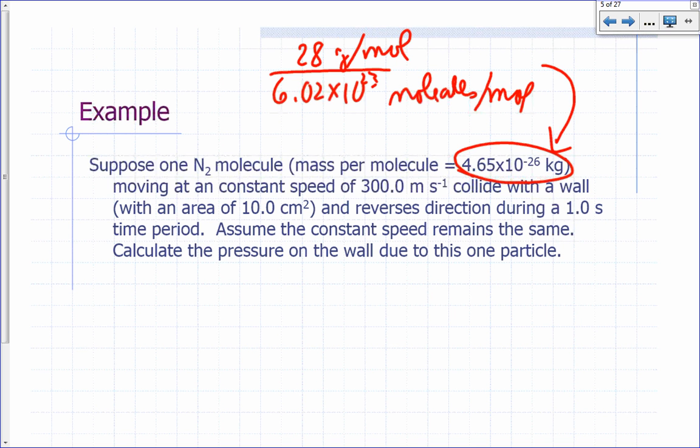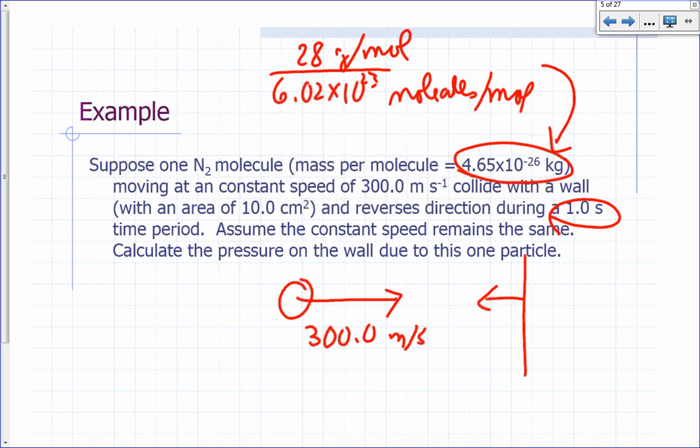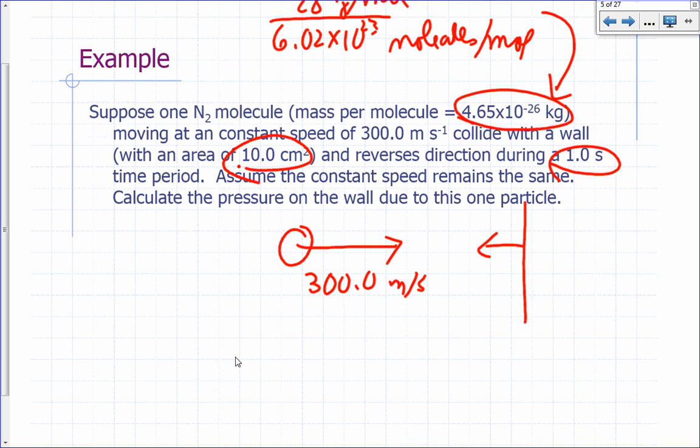You should get 4.65 times 10 to the negative 26 kilograms. So let's say you have a nitrogen molecule moving at a constant speed of 300 meters per second. It collides with a wall, and once it collides with the wall, it reverses direction. Let's say this happens during a 1 second time frame, and the area of the wall is 10 square centimeters. The constant speed remains the same, it's just changing direction. What will be the pressure on the wall due to this one particle?